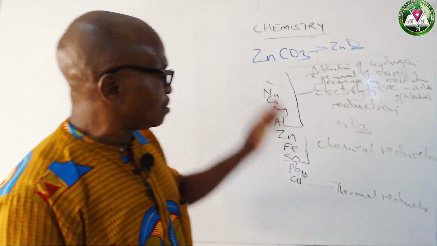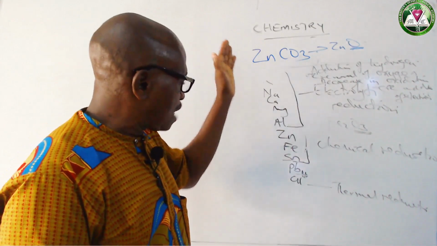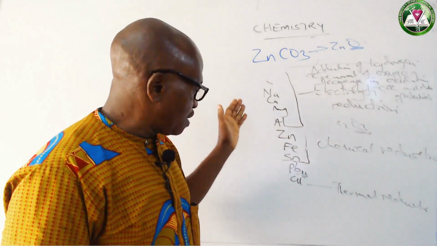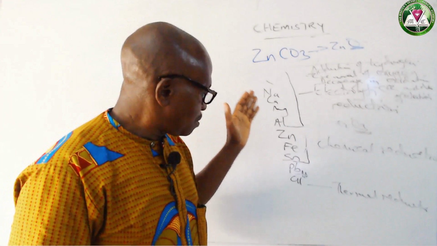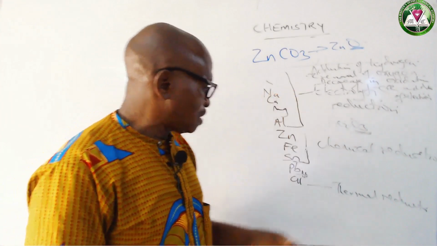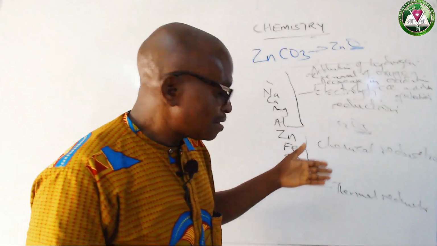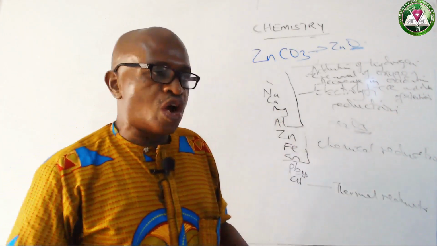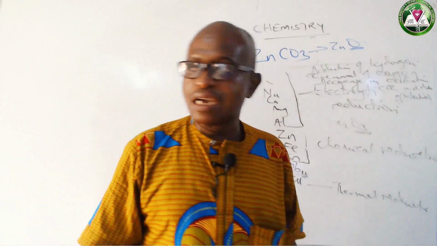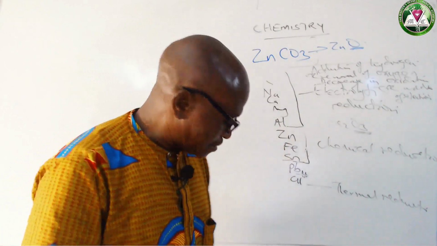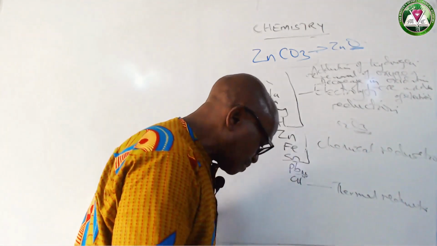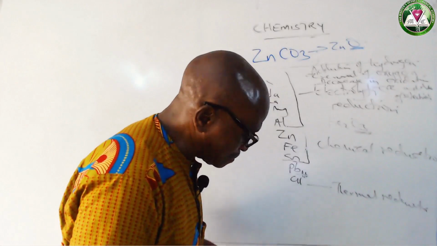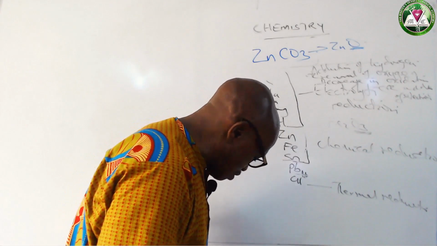But the most important thing is that you should know that from potassium to aluminum, it is electrolytic reduction. From zinc to tin, it is chemical reduction. Then you have copper, and the other ones down is called thermal reduction. Thermal reduction is when you heat up the ore, you produce the metal. That is the principle of extraction of metal.